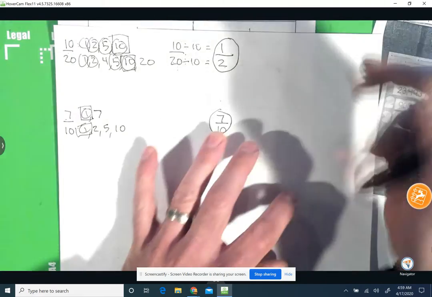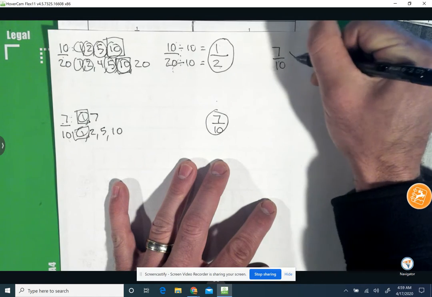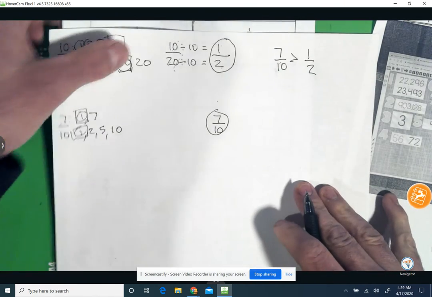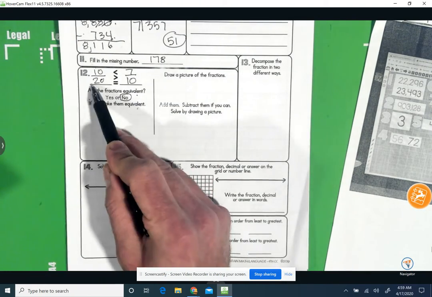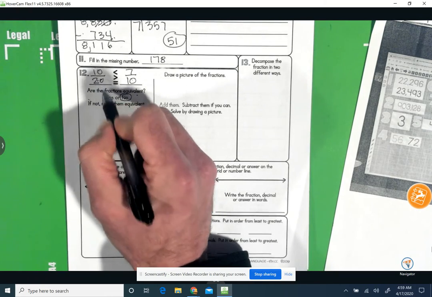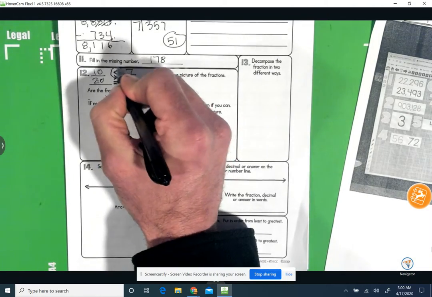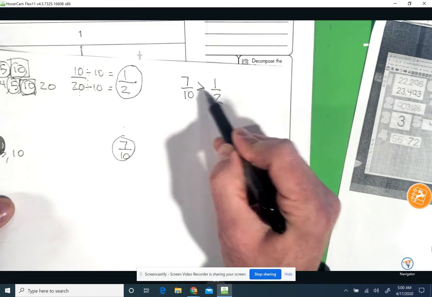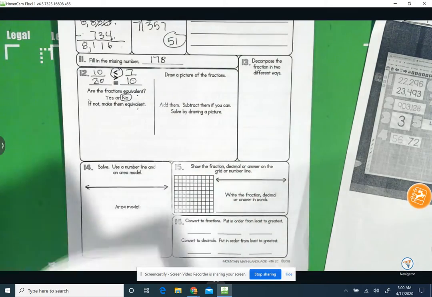So 7/10 is greater than 1/2, right? So that is the first part. Are the fractions equivalent? No, they are not. The way that they are lined up, 1/2, or 10/20 we found, is smaller than 7/10. So 10/20 is less than 7/10. Here I just wrote it the opposite and said that 7/10 was greater than 1/2. Okay, same meaning, just different order.